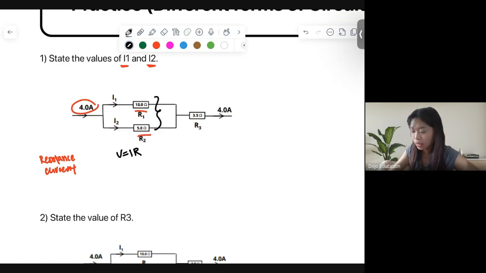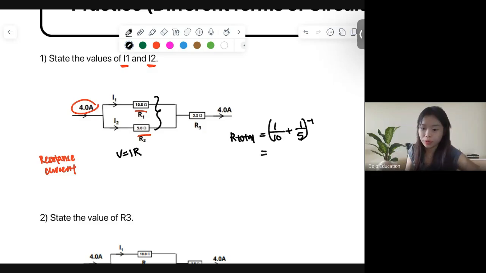In this case, they are in parallel, right? So to find the total resistance, it is 1 over 10 plus 1 over 5, inverse. Okay, this is how you find resistance when it comes to parallel. So what will you get? Type into my calculator: 1 over 10 plus 1 over 5. And you inverse it, you'll be getting 3.33 ohms. So this is your total resistance.